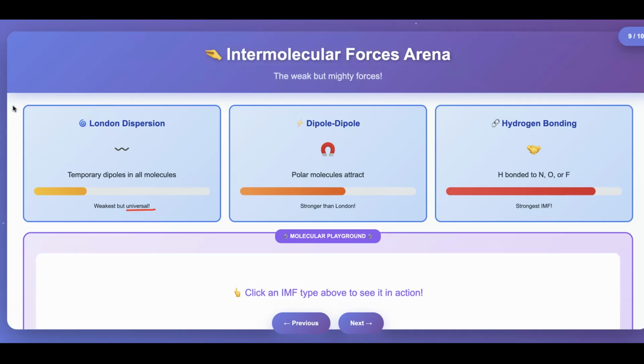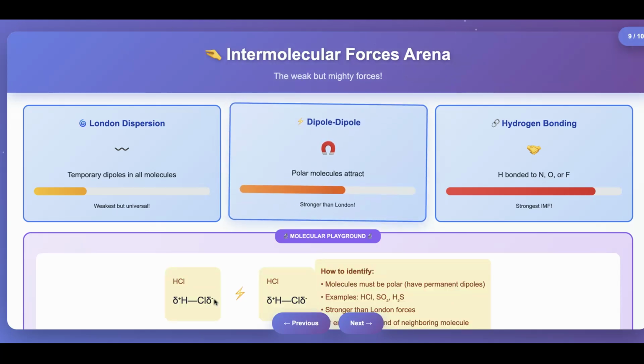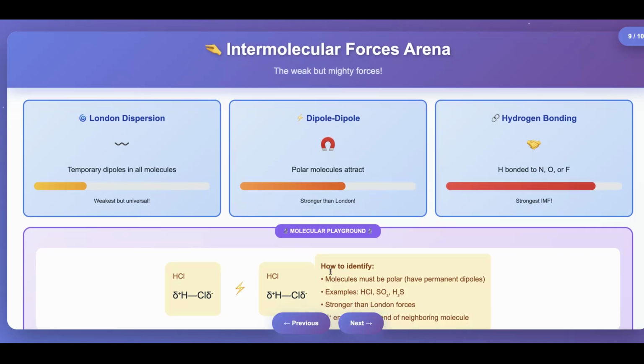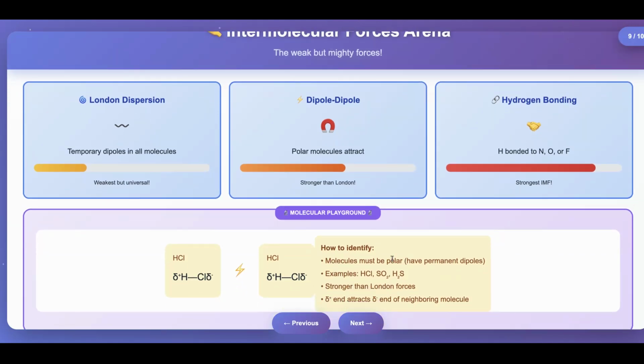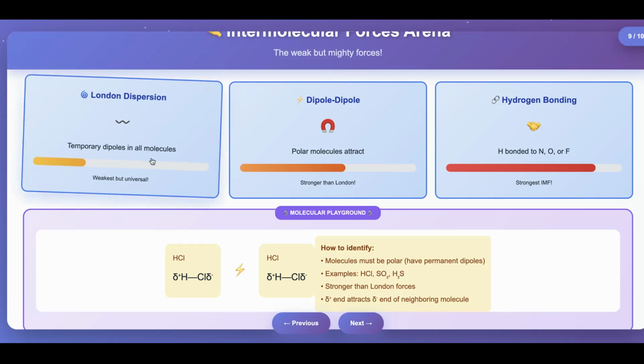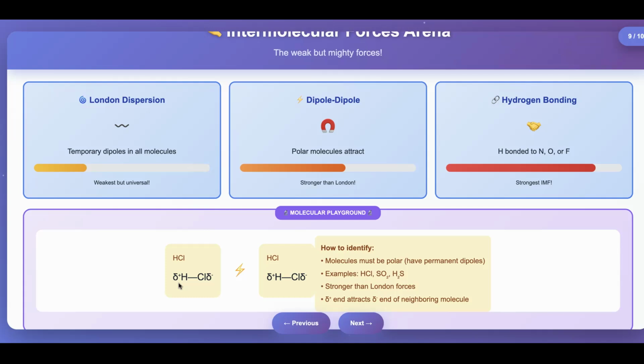The dipole-dipole forces are stronger than the London dispersion forces. It's because polar molecules attract. So if you put two polar molecules beside each other, HCl and HCl, they will attract each other. How can I identify them? The molecules must be polar. They have permanent dipoles like HCl, SO2, H2S. And we said that they are stronger than the London dispersion forces. The partial positive of this molecule attracts the partial negative, and the partial negative here attracts the partial positive.